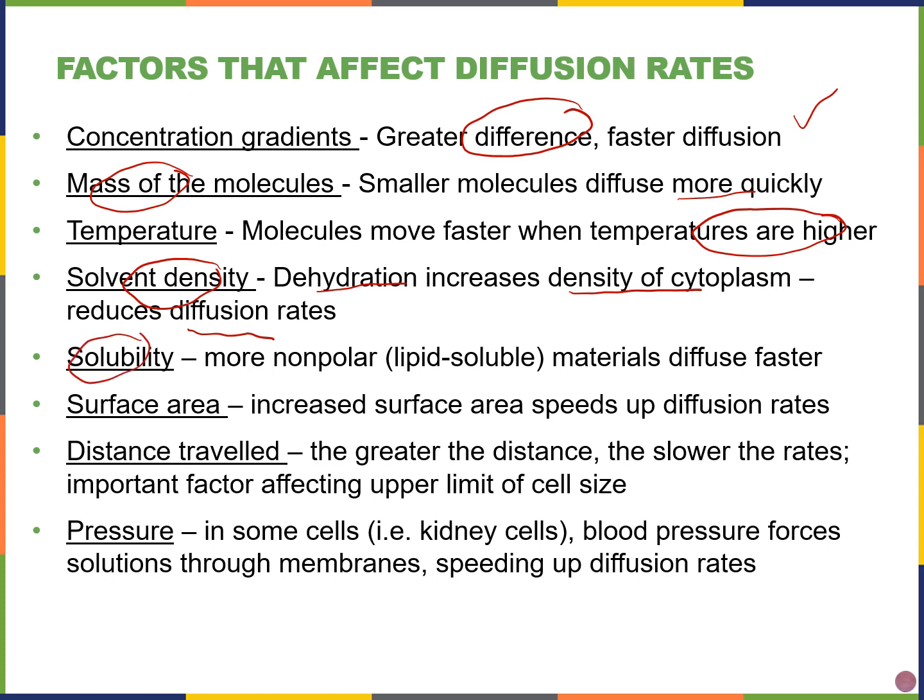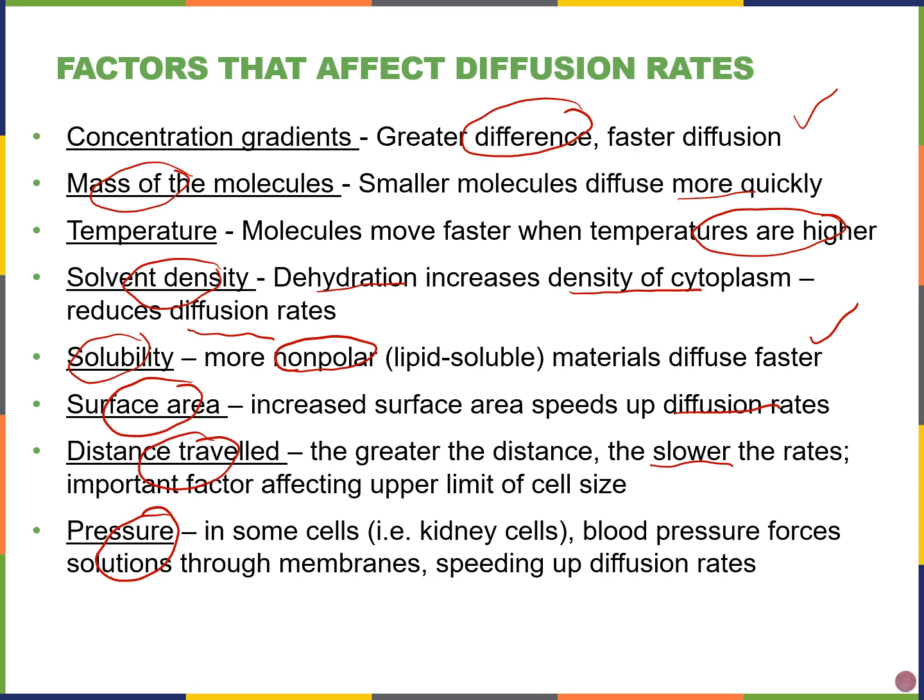Solubility is important because the molecules that are more nonpolar will be able to pass that fatty acid layer of the cell membrane more quickly. The greater the surface area of the membrane to cross, the faster the diffusion rate will be. The greater the distance the molecule or substance has to travel, however, the slower the diffusion rate. And finally, in some cells, blood pressure, for example, will affect the diffusion rate.